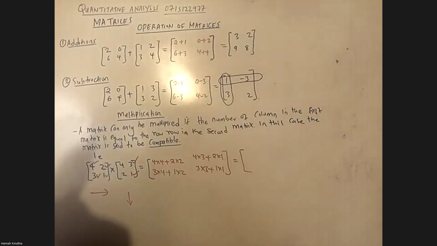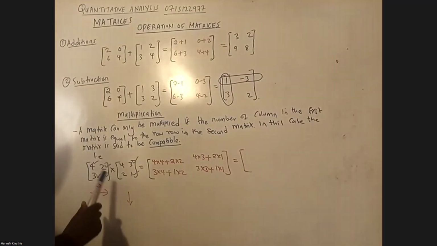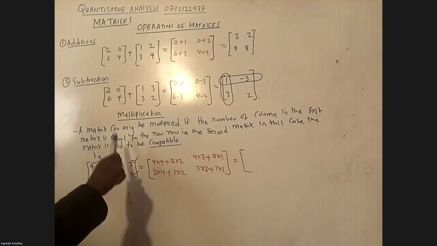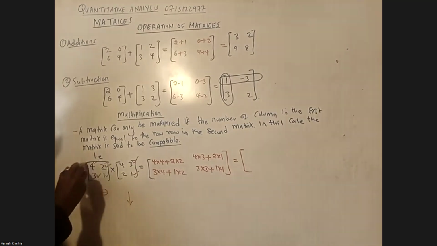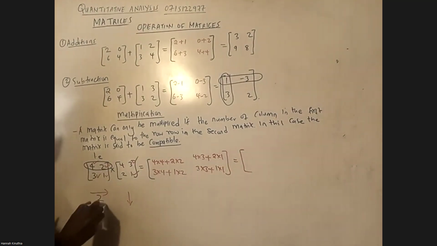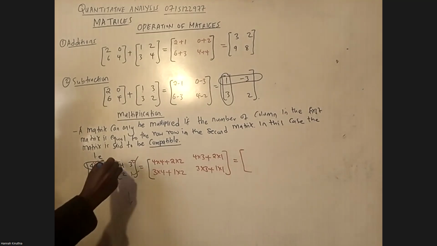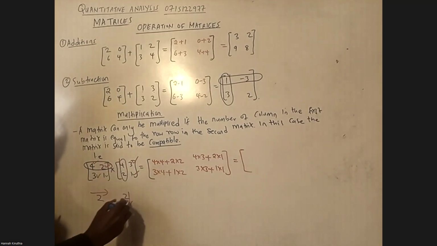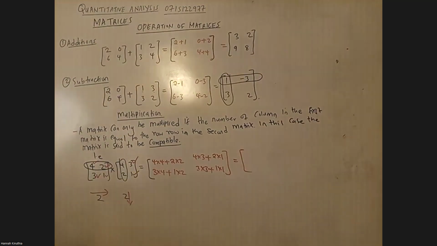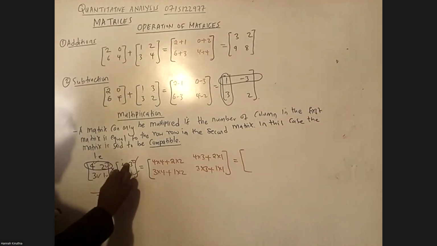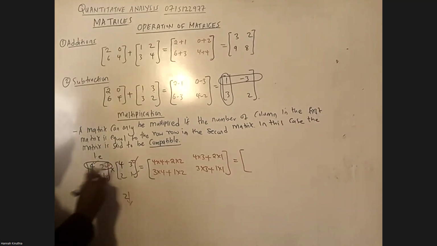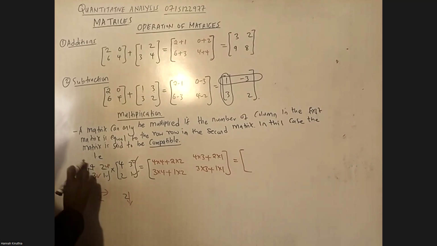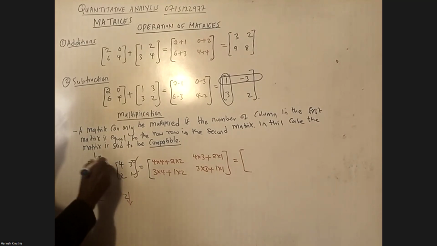Now we say for you to do this multiplication, the number of columns in the first matrix must be equal to the number of rows in the second. Looking here, we have 2 of them, which must be the same as the number going down here. So it is 2, so both are 2 and 2. So we say it is possible for you to compute them.